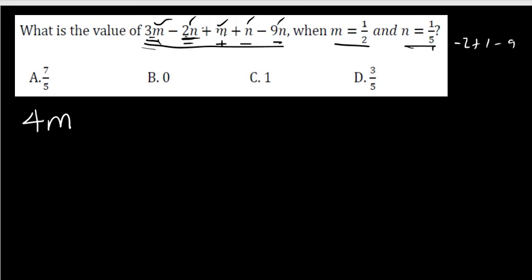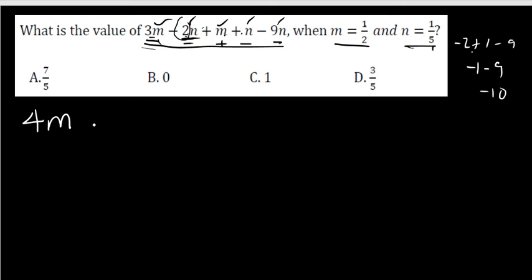It means, if you ignore the n's, the coefficient numbers, what are the coefficients here? Negative 2. Here, just 1. Here, negative 9. So negative 2 plus 1 is negative 1. Negative 1 minus 9 will be negative 10.